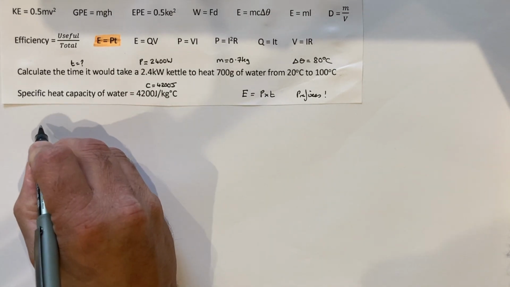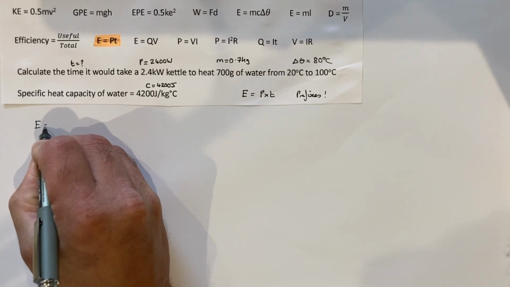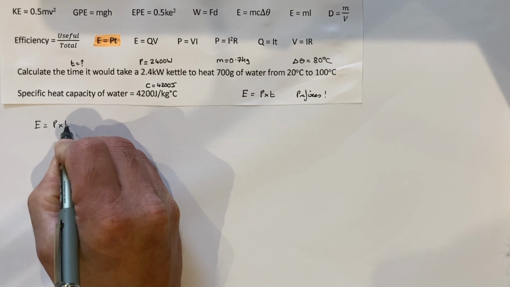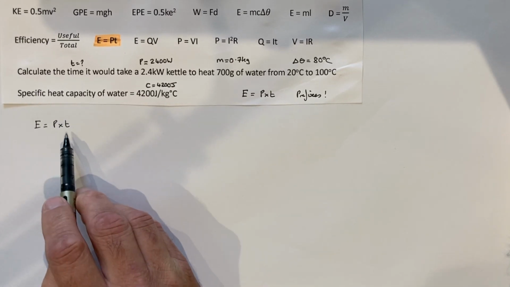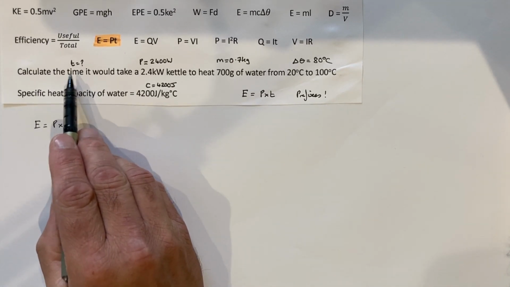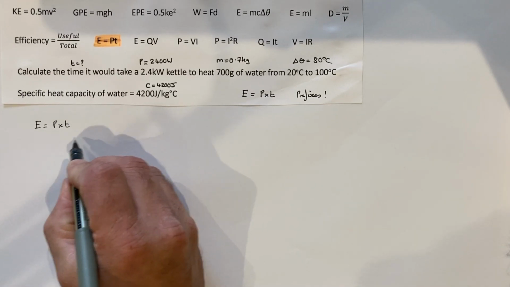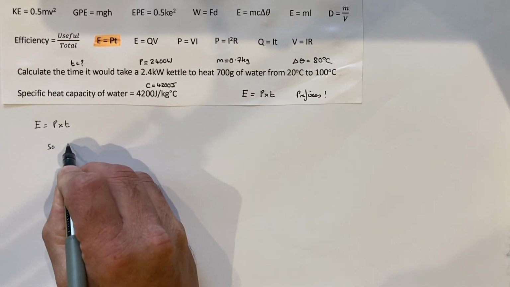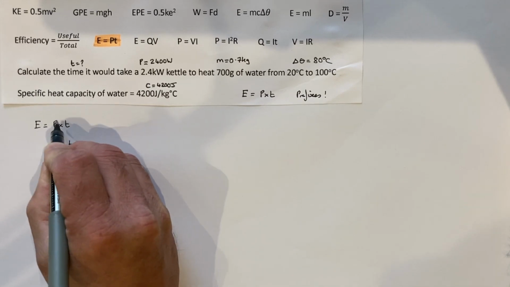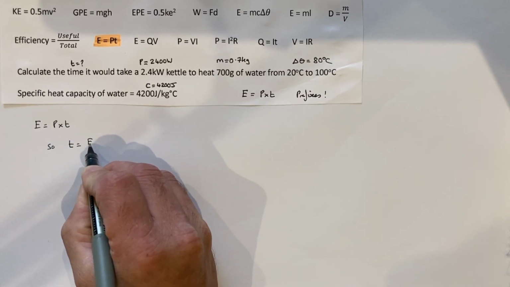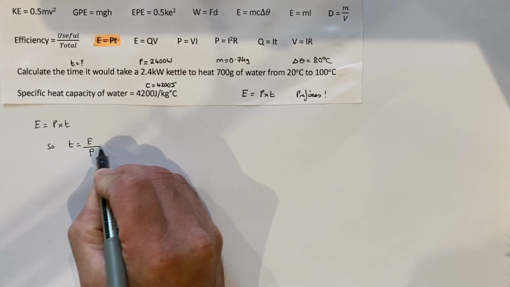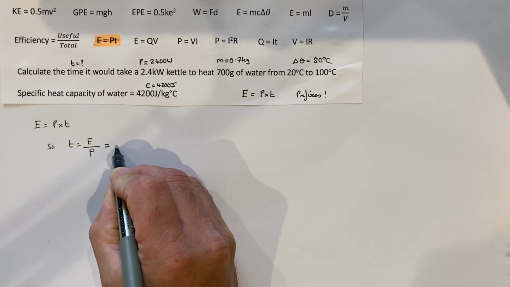So first thing I'm going to do is to write that equation out. Energy is power times time. I'm then going to rearrange it because I want to work out time. You can use a triangle, but what I'm going to do is time is energy divided by power. You could use a triangle if you want to. Then I'm going to put what I know in.